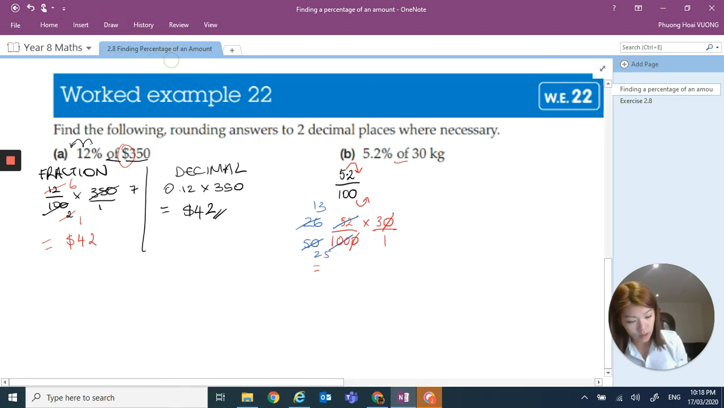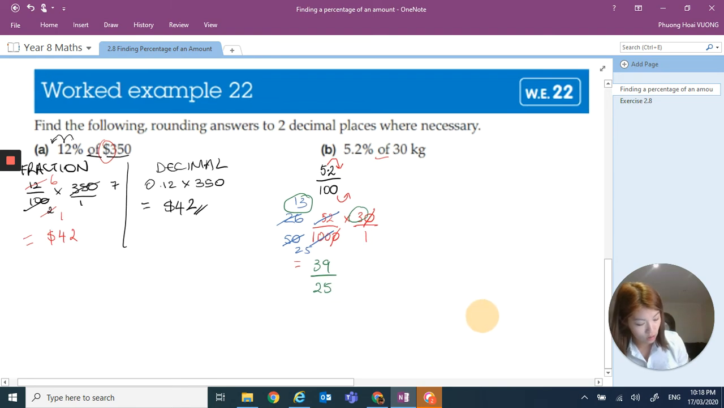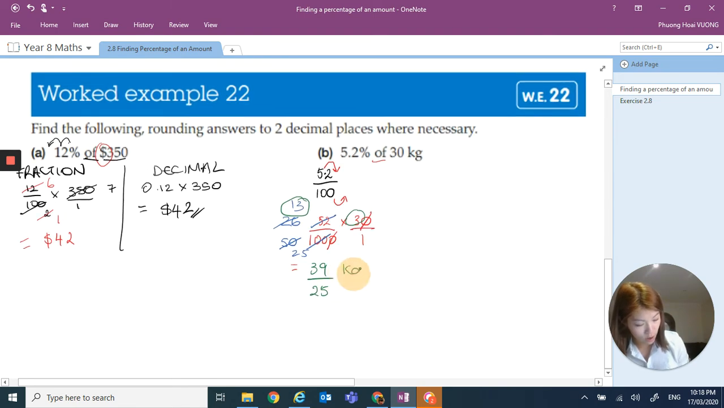Now let's look at our top numbers. I'm going to pick another color because it's getting too messy. 13 times 3 is 39 over, what's our bottom number? 25. And the units is kilograms. Now you have to put this in a calculator and you will get 1.56 kilograms.